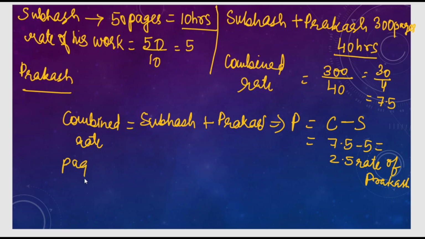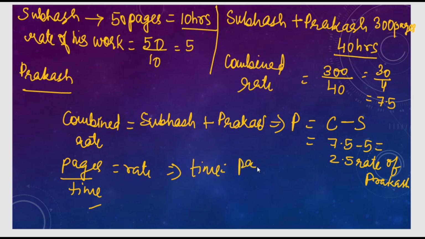Pages upon time is equal to rate, right? So I have the rate, I have to calculate time only. So I can write time is equal to pages upon rate, so 30 upon 2.5. Tell me the answer. 12. Very good. 12 hours.